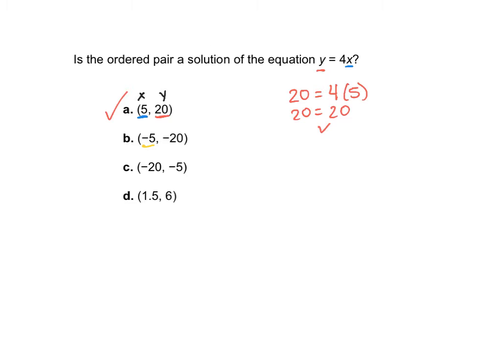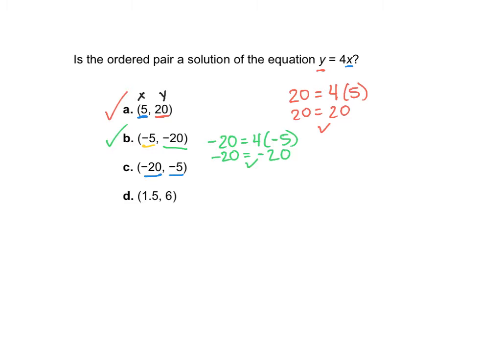Let's check out the next one. We've got -5 and -20. So our x coordinate is -5 and our y coordinate is -20. So this becomes -20 equals 4 times -5. 4 times -5, that's going to give us -20. So this one checks out. This one's good.